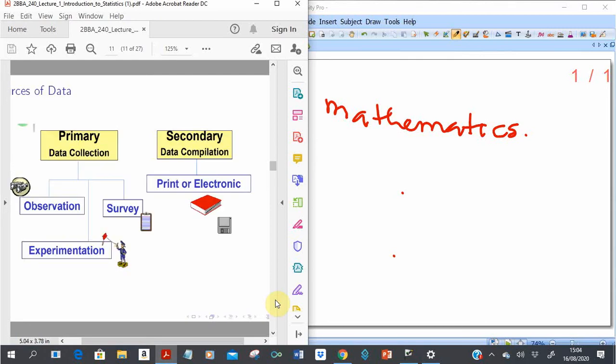Now we move to sources of data. We have primary sources of data and secondary sources of data. The primary sources of data include observations, surveys, and experimentations. Whereas the secondary is data that has been collected by someone else, or any documentation you get from someone else to use for your research. That will be considered secondary data. But the primary data is the data that you collect as a researcher. You can do it by observation, by conducting a survey, or an experiment.